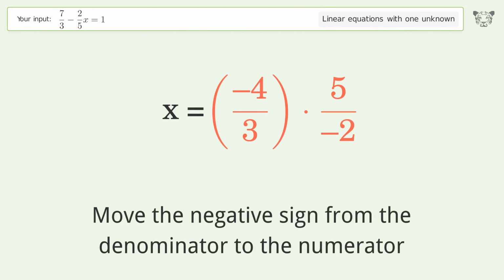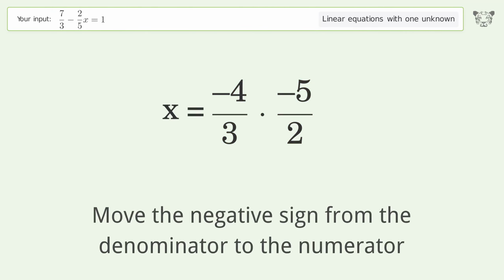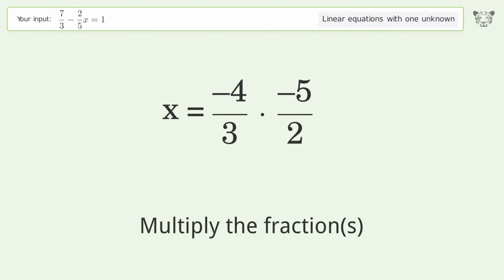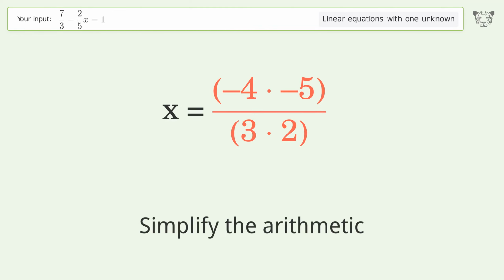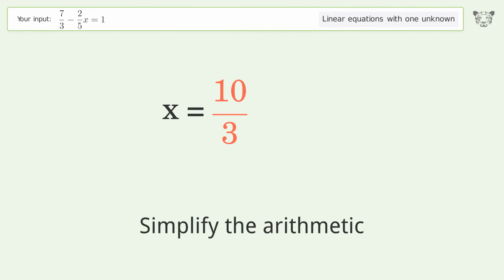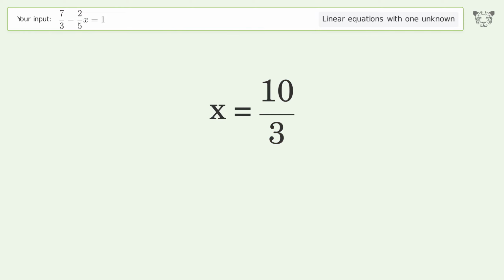Move the negative sign from the denominator to the numerator. Multiply the fractions. Simplify the arithmetic. And so the final result is x equals 10/3.